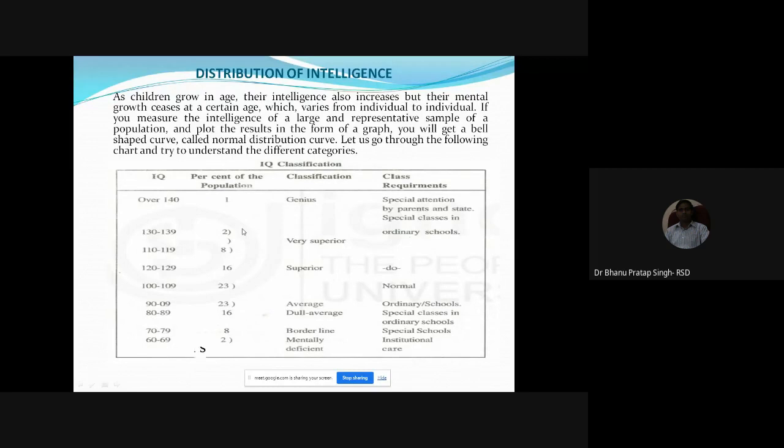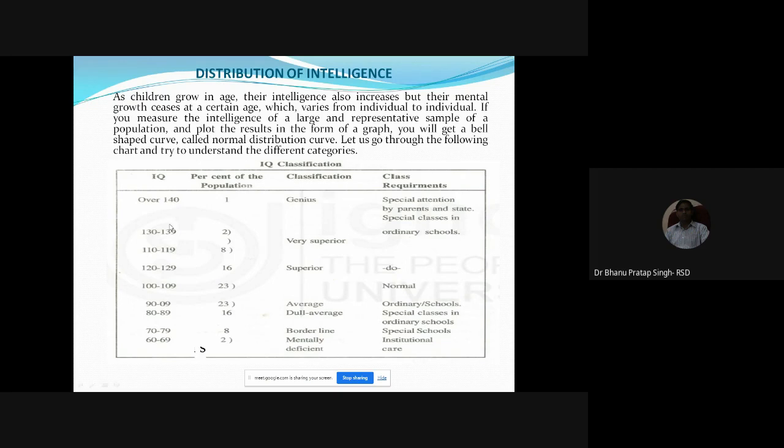If the person has an IQ of 140, then the classification is that the person may be a genius. If he or she is a genius, then he should be involved in getting good knowledge, or even a special class may be given to the child, with special attention given with the help of parents and the state.